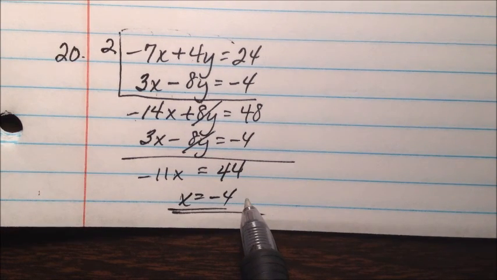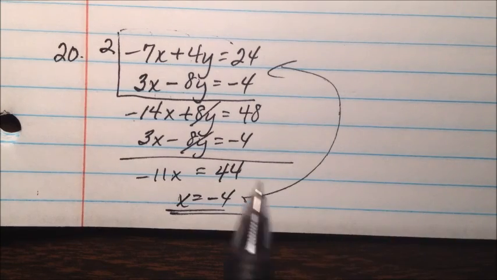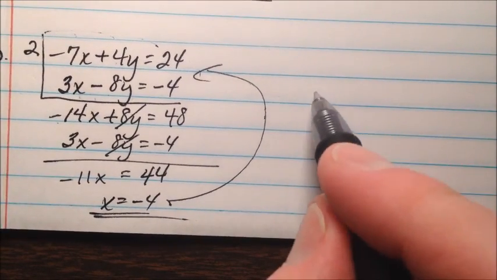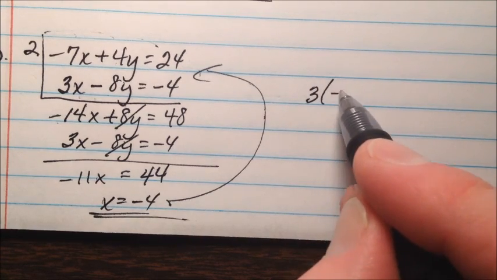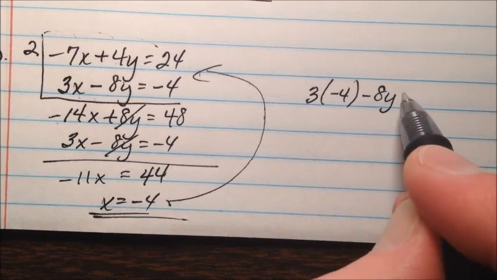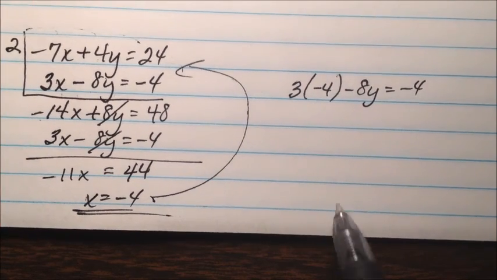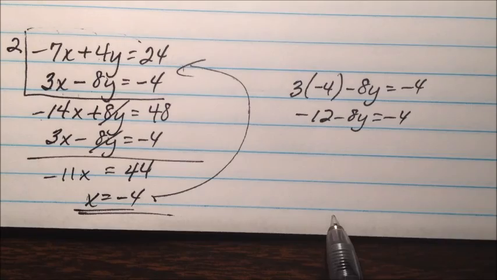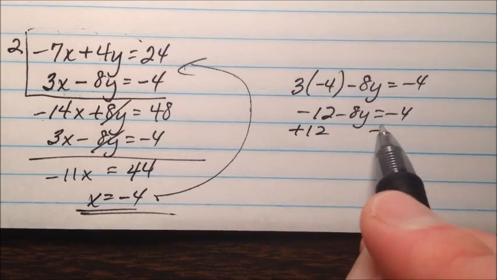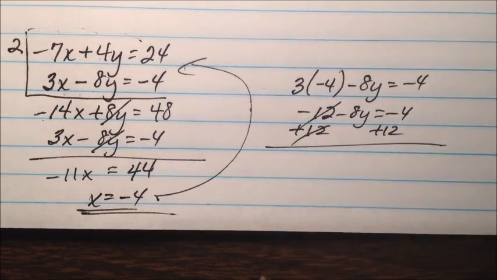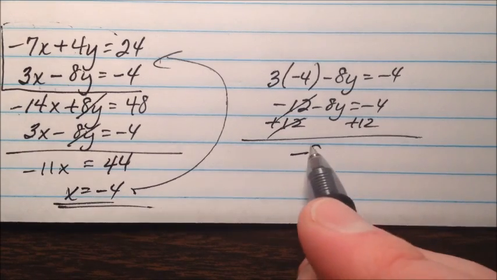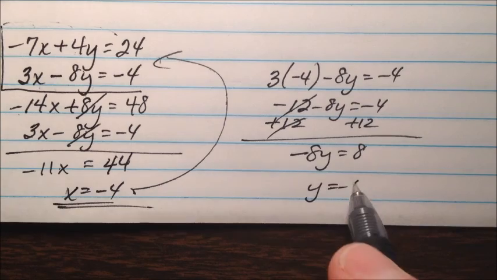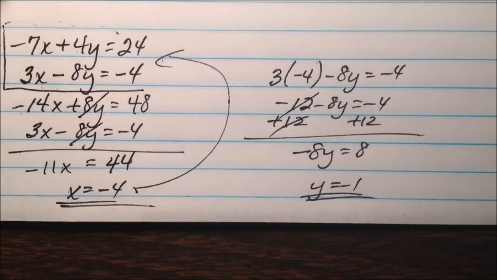So I'll take that value of x, which is negative 4, and I'll plug it in. Let's just say the second equation, just for no particular reason. So 3 times x, which is negative 4, minus 8y equals negative 4 will be a negative 12 minus 8y equals negative 4. Can add 12 to both sides, canceling those out. So negative 8y equals, it looks like a positive 8. So y equals negative 1.